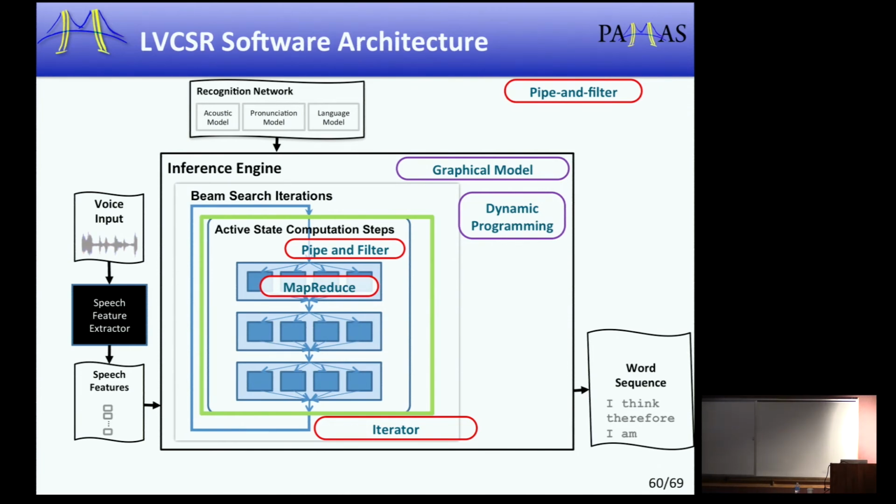Within the inference engine, we're doing an iterative process. So for each segment of speech, for each 10 milliseconds, we perform an active state computation, which I'll describe in the next slide. It has 3 steps, and so that's a pipe and filter. And within each step, as I'll show, is a MapReduce.